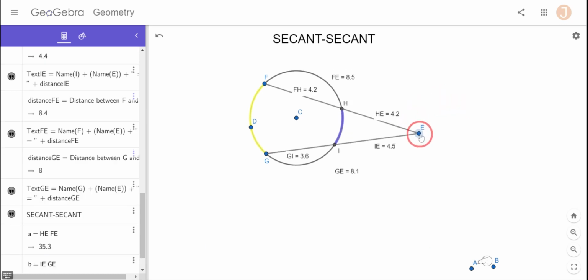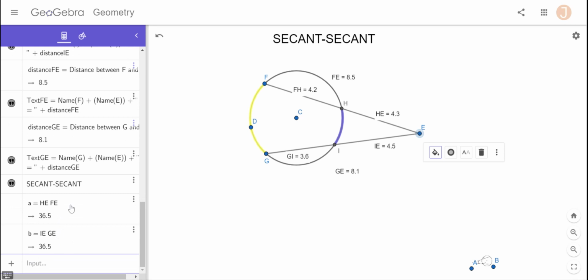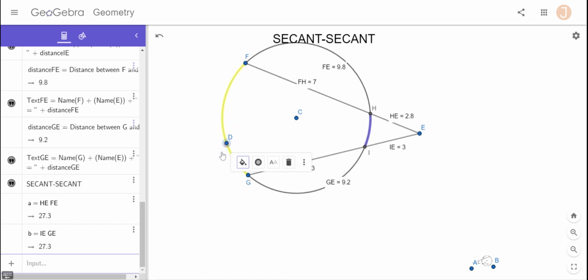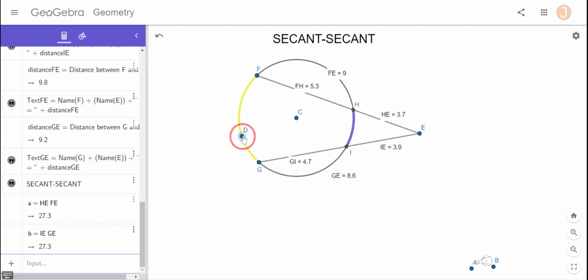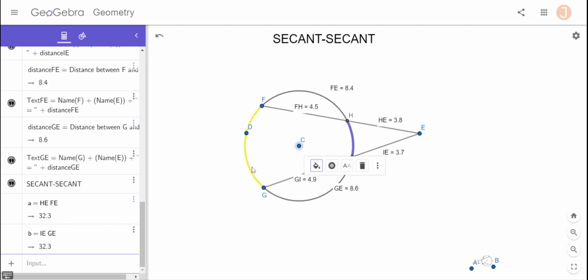We move the point E around, we see that those two products are still equal. We make our circle bigger, those two products are still equal. Change where the center of the circle is, the two products are still equal. Therefore, we can conclude that from point E, we have the product of the segments that emanate from E to each portion of the circle would be equal.